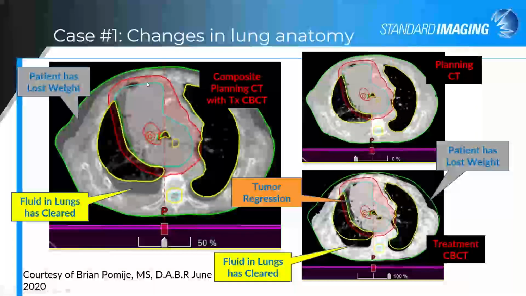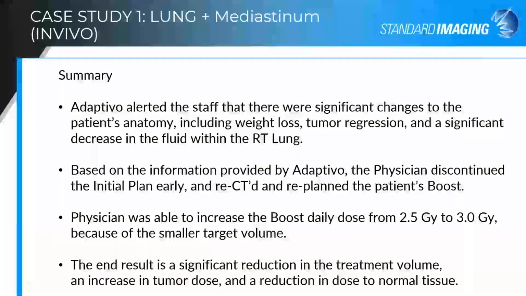And then if you look at the overlay of the planning CT and this treatment cone beam CT, you can see the differences, but it's pretty obvious looking at these. So with this information, you can give the physician what's taken place so far in Adaptivo, and this is where we are. And then the physician can make a determination on whether or not they need to replan.